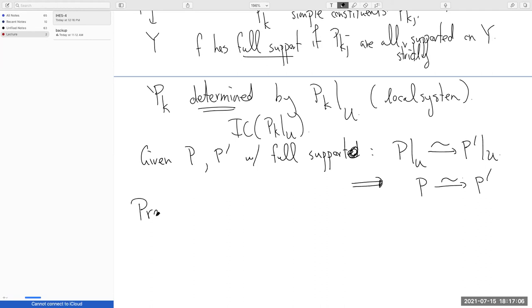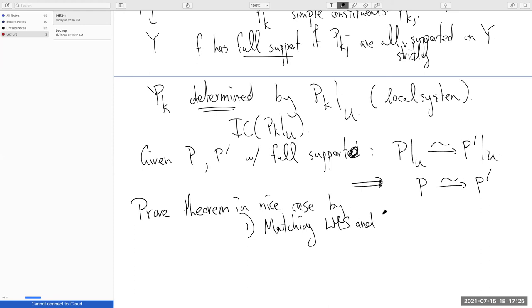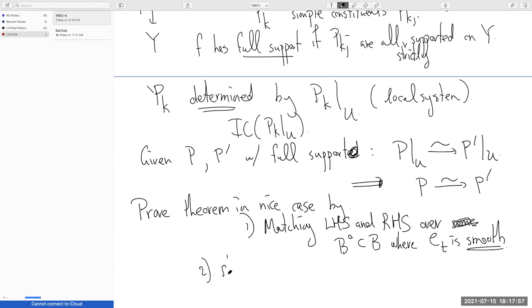And so the way to prove this theorem in this nice case is by, one, matching the Hilbert scheme side and the compactified Jacobian side over some large open set. And it's the open set where the curves are smooth. This family by assumption was versal, so over an open subset, all the fibers will in fact be smooth. And then two, showing that both sides have full support.